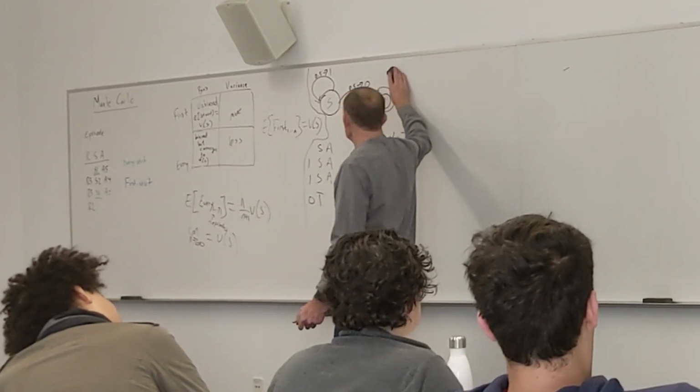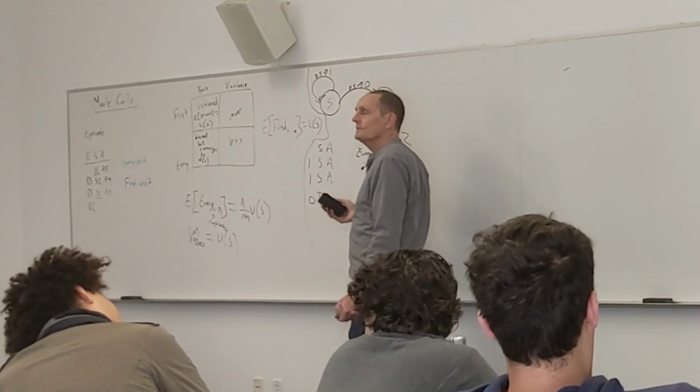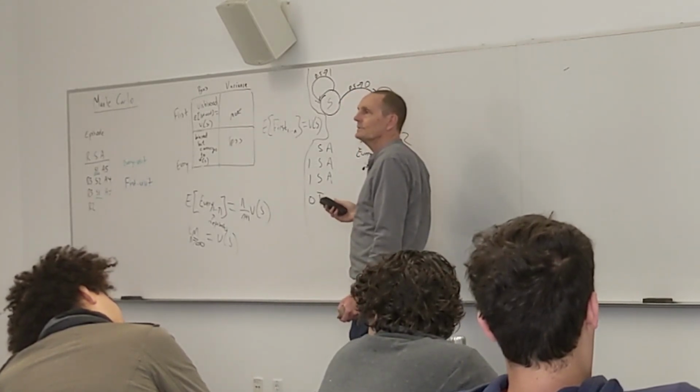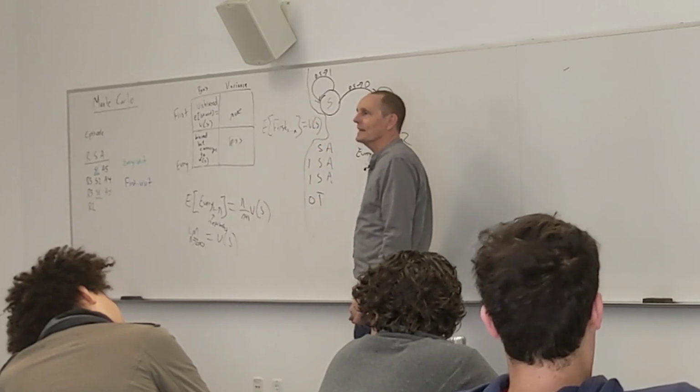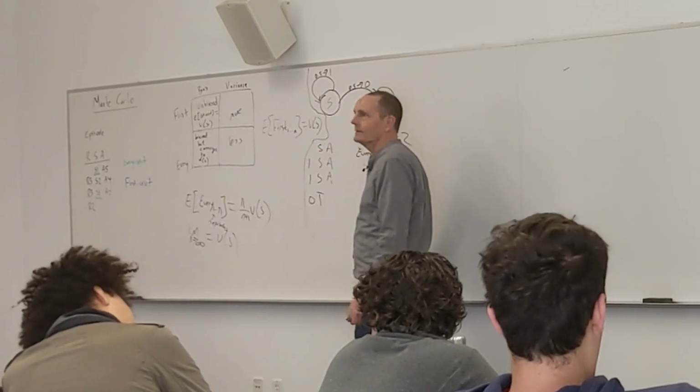When you do every visit, you still do the discounting, right? It's just in this case, gamma happened to be 1. But you would still do the discounting. Yep.